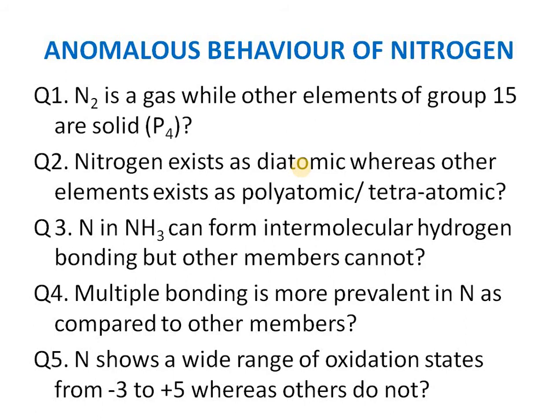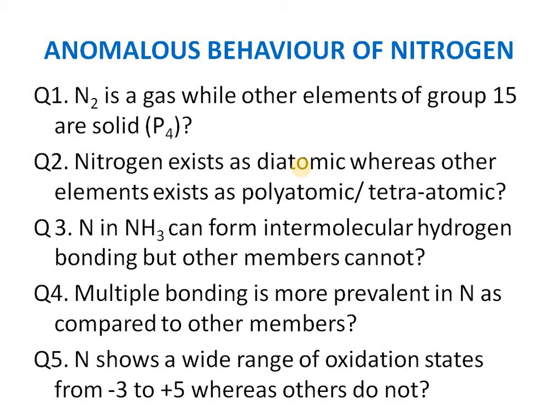So now, anomalous behavior. What is anomalous behavior? Nitrogen is a gas while other elements are solid, like phosphorus. Nitrogen is diatomic N2, but phosphorus is tetratomic P4. Nitrogen in ammonia can form intermolecular bonding, but other members cannot. Multiple bonding: nitrogen has a triple bond, phosphorus P4 has single bonds. Nitrogen shows a wide range of oxidation states from -3 to +5.